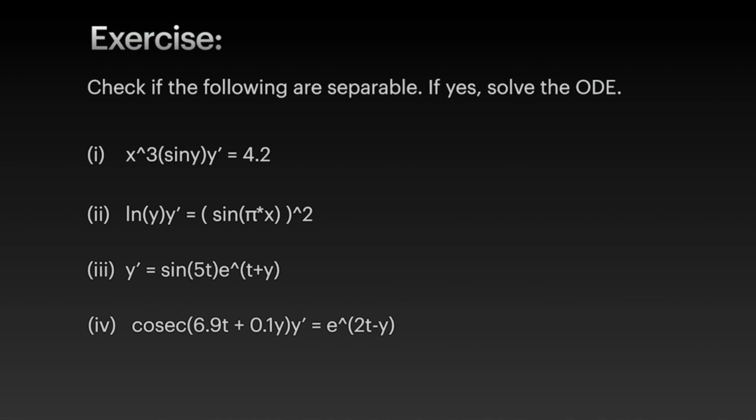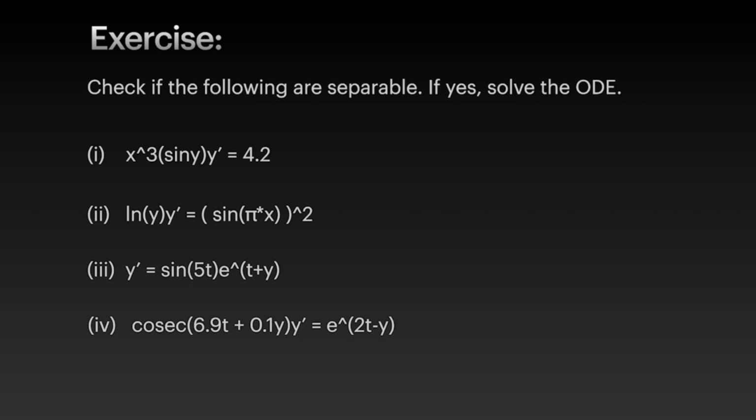Basically, let us just discuss the exercises. I discussed the first one and the rest 3 you all can do. It's basically x cube sine y dash equal to 4.2. Let's just take dx on that side, x cube on that side, it becomes sine y dy equal to 4.2 dx by x cube. Then you do a basic integral on both sides. You get minus cos y equal to 4.2 divided by 3x square with a minus sign plus c.